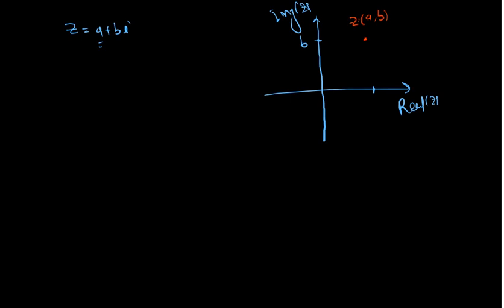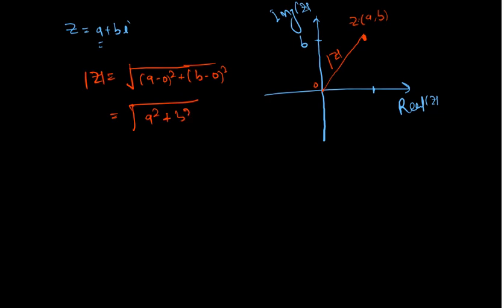So from the origin, which is (0, 0), if you want to calculate the distance to this point z, you will get the modulus of z. So this is the modulus of z. Your modulus of z is nothing but the distance between the origin and that point. If you calculate the distance, you will say (a minus 0) squared plus (b minus 0) squared, so you will get the square root of a squared plus b squared. This is called the modulus. So modulus is nothing but a distance, so it is always greater than or equal to 0.